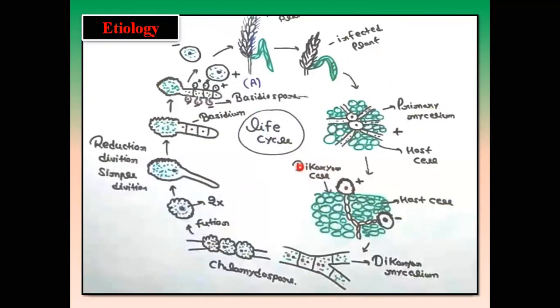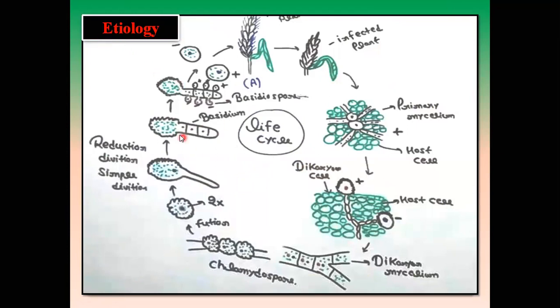Now we go to the next point, etiology. Etiology means the morphological and taxonomical characters of particular pathogens.